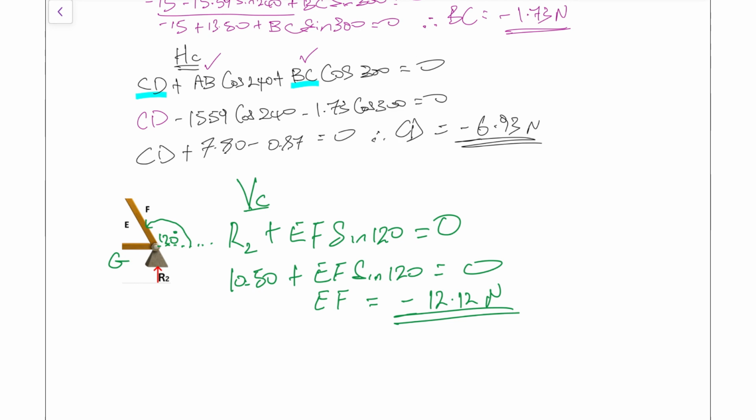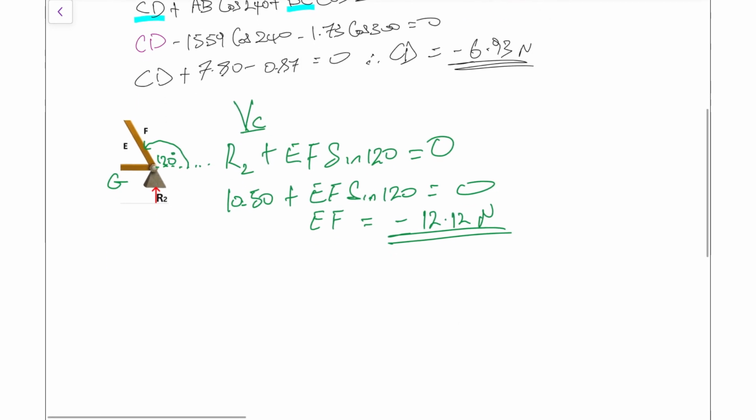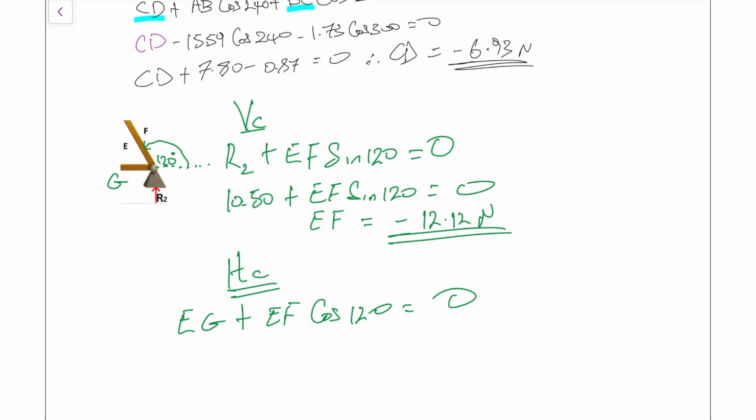And then we need to find EG, and EG is our horizontal component. That's where that's going to come out, because it's purely horizontal. So what we will have is EG plus EF cos 120. Notice the angle is always the same for the corresponding members. So for EG, we already know what EF is, so let's just put that in: negative 12.12 cos 120 equals 0. So our EG, when we work all of that out, will turn out to be negative 6.06 newtons.